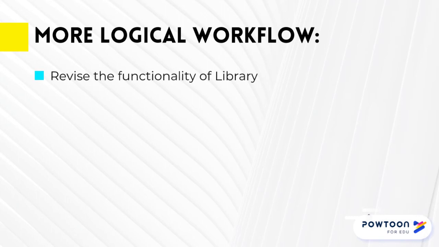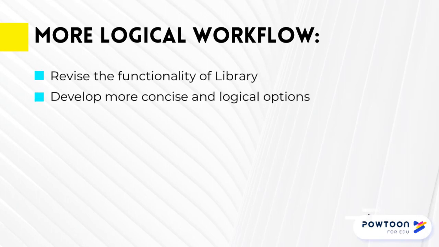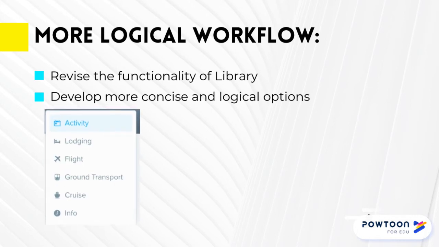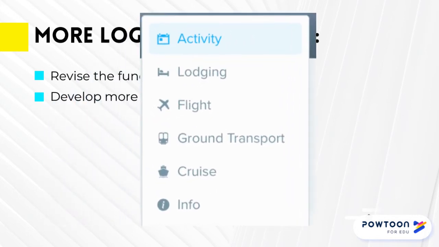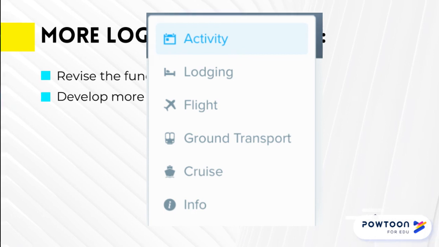The workflow of adding activities to the libraries and dragging activities from the library to the itinerary is illogical. The functionality of the library should be revised. Each trip and activity is always unique, so what is the point of having a library? We should develop more concise and logical options for the new event button. As stated in Finding 1 Example 1, participants find difficulties linking flight as a sub-item of activity. The flight should be on the same hierarchical level as ground transportation and cruise.